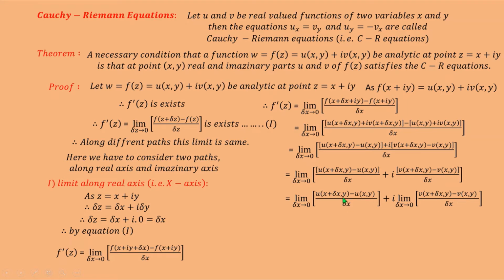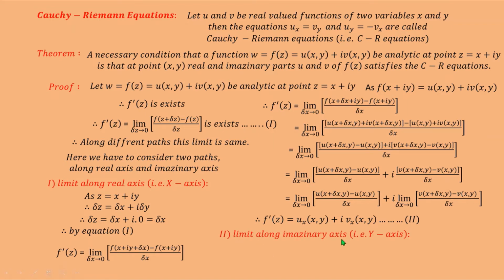In the first limit, we observe that there is change in x coordinate and y coordinate is fixed. And so this is the partial derivative of u with respect to x. So this is del u by del x at xy, or you can say ux at xy. Similarly, the second limit is the partial derivative of v with respect to x at point xy. So you can say this is del v by del x or simply vx at xy. And so finally we get f dash z is equal to ux at xy plus i vx at xy. This is equation number 2.